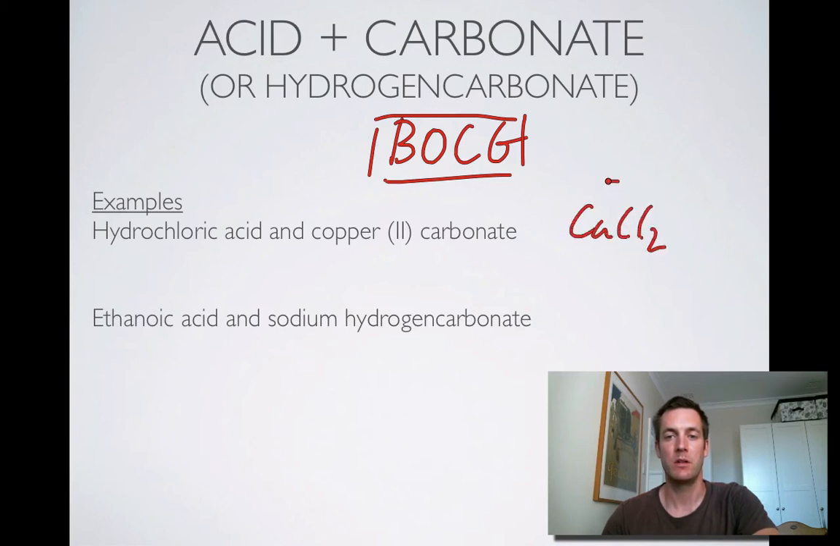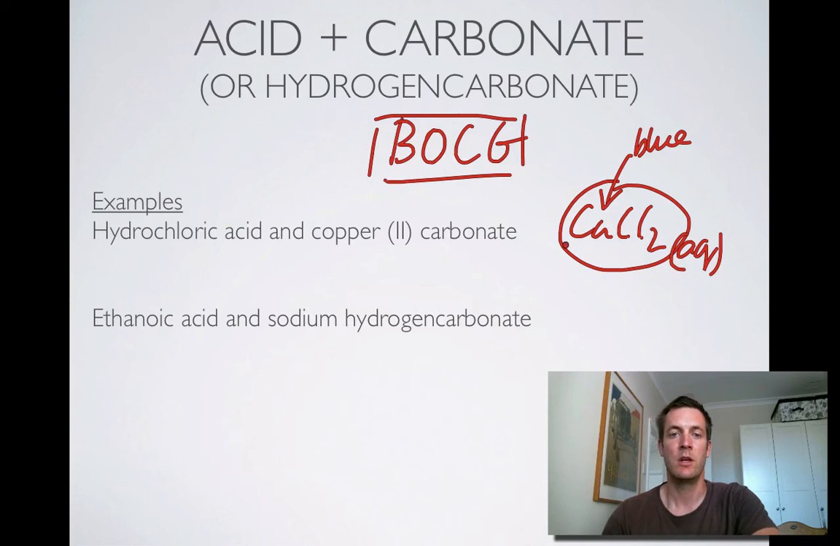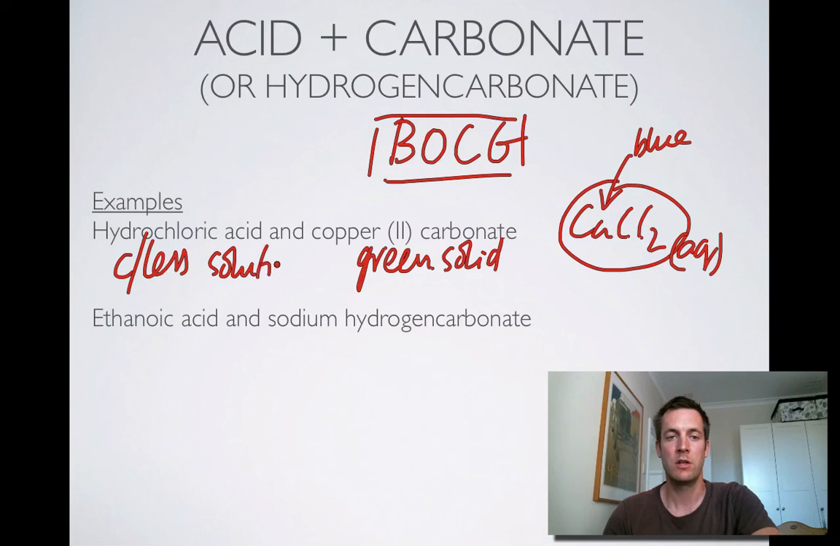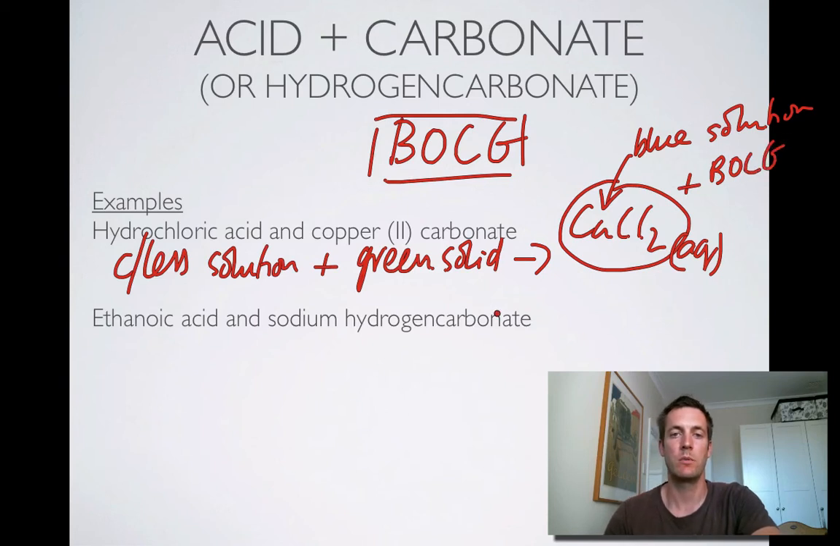We can look up the colour of a Cu2+(aq) ion, that's blue. So this is going to be a blue solution. Copper carbonate is one of our exceptions, it's actually a green solid. So we're going to have a colourless solution mixed with a green solid, and we're forming a blue solution and bubbles of colourless gas. Okay, we're describing everything in there. We're not just assuming that the examiner knows we know what things look like.